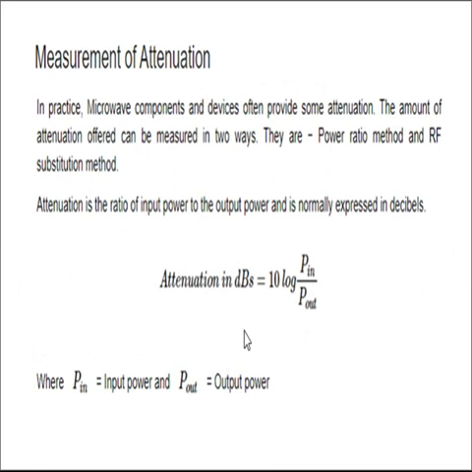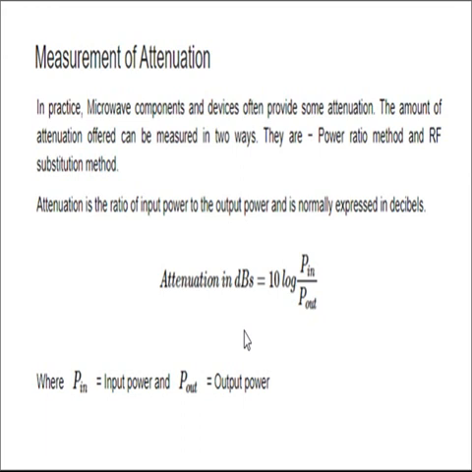Practically, in the transmission path of a microwave waveguide, some additional components will be added. Because of those additional components, attenuation of the signal will occur. If we want to know the amount of attenuation provided by a particular device, we have two methods: the power ratio method and the RF substitution method. By using either of these, we can know the amount of attenuation done by a particular device.